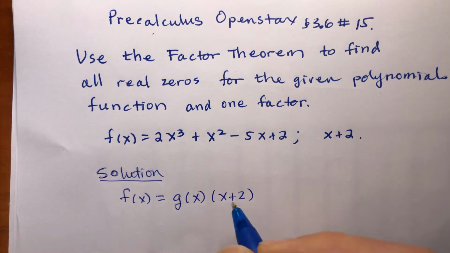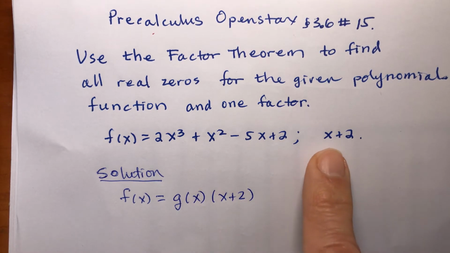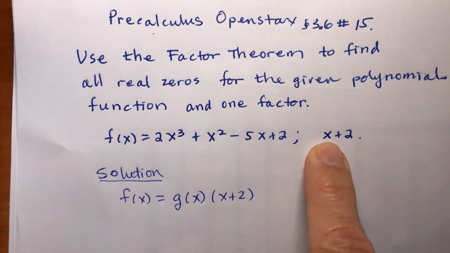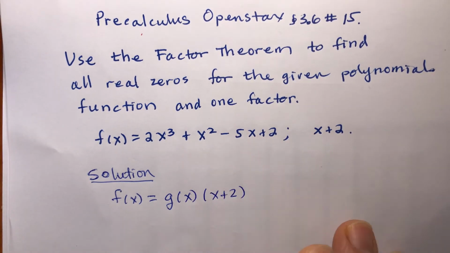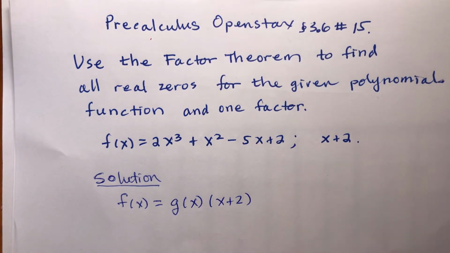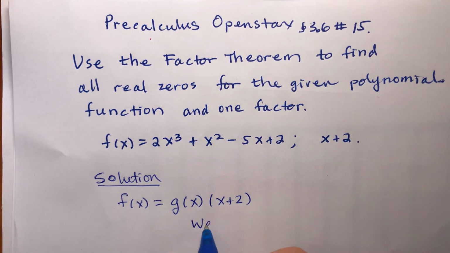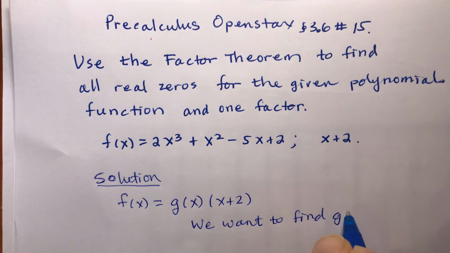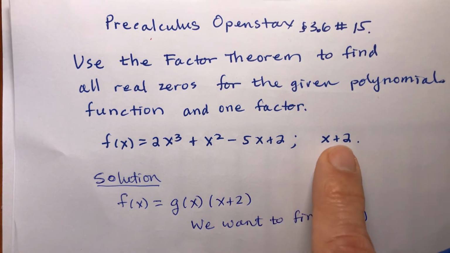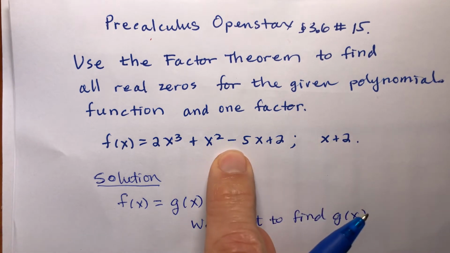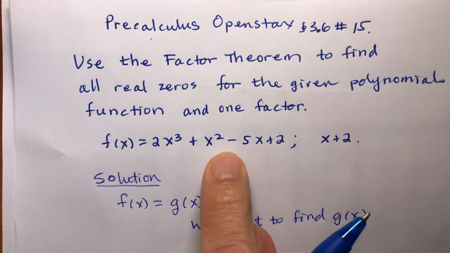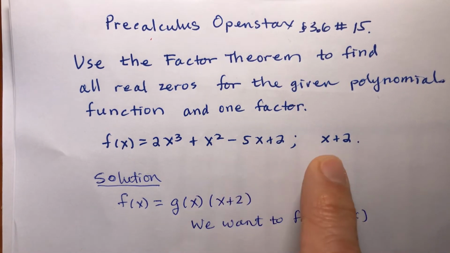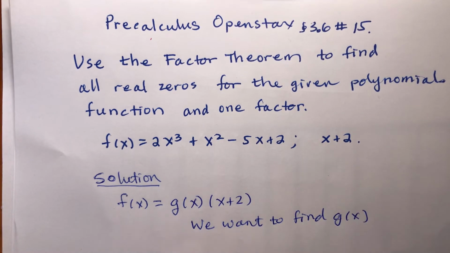Our suspicion is that this x plus 2 is a factor, or maybe they're telling us that, but I guess that's the whole idea. So we want to find g of x. Now there's two different ways to do this. One way is to divide x plus 2 into this polynomial. I can use the traditional long division of polynomials, or I can use synthetic division.